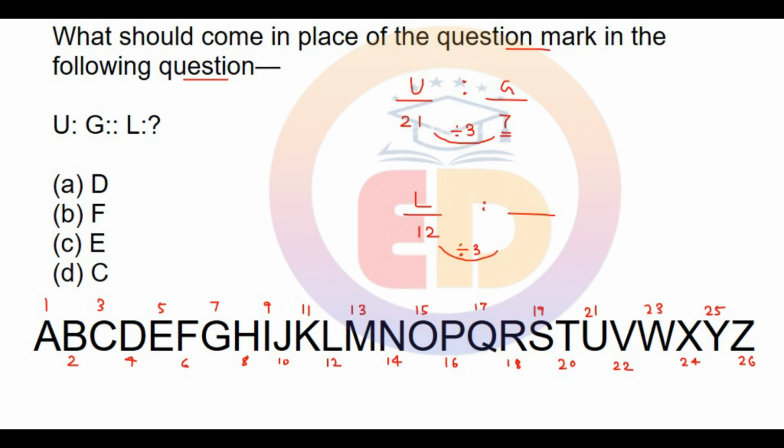12 divided by 3 will give me 4, and the fourth number alphabet is T.